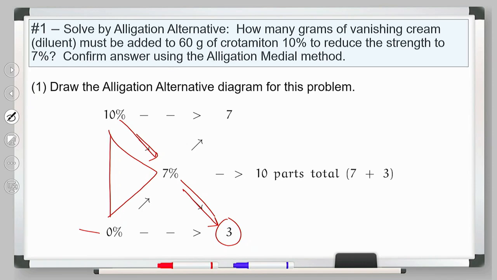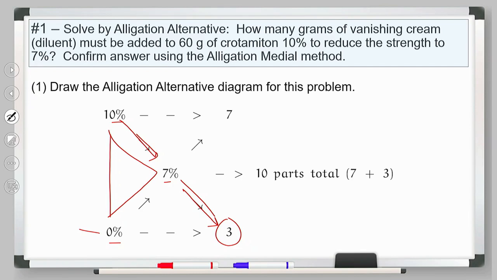And you always subtract the lower number from the higher number, so you should always get a positive number. The higher number in this case is 10. So what is 10 minus 7? 3. Okay. Notice though that this has a percent and this has a percent and that has a percent.